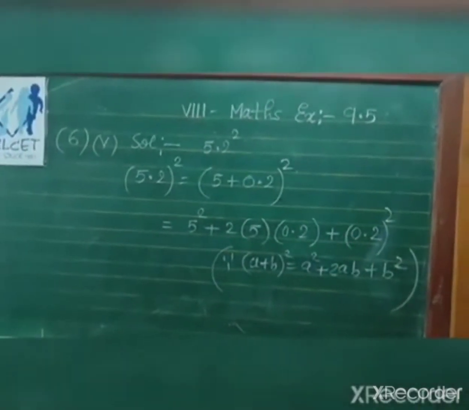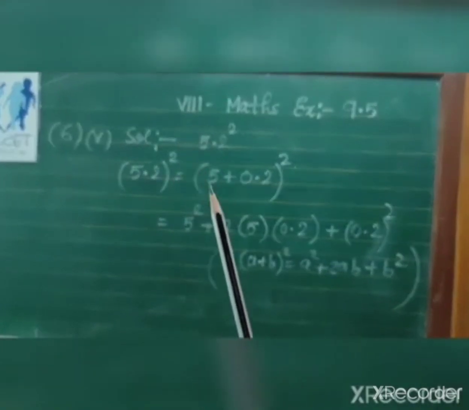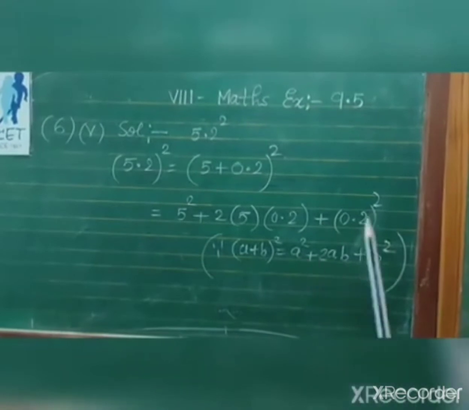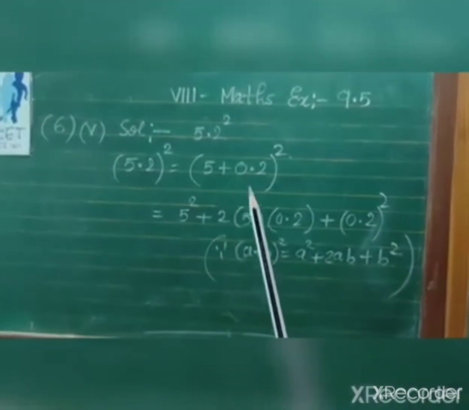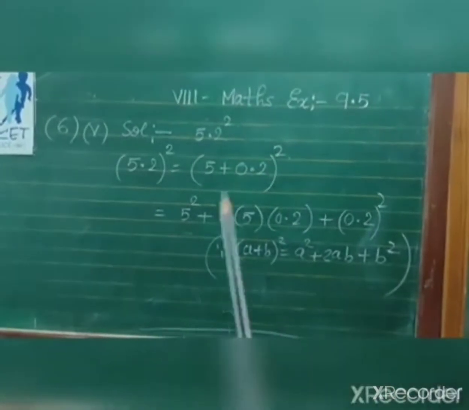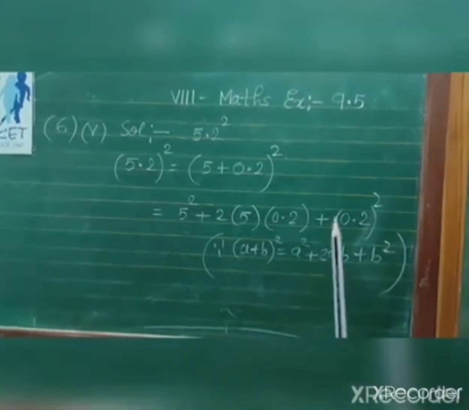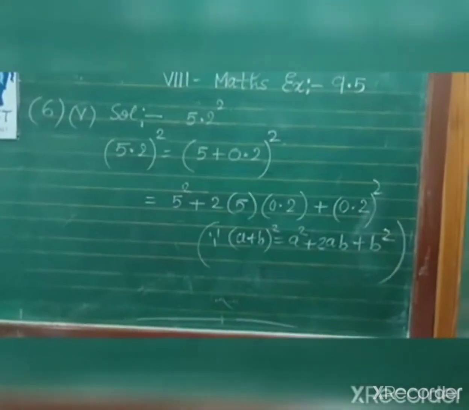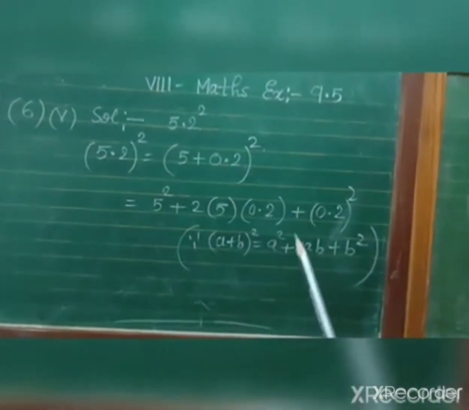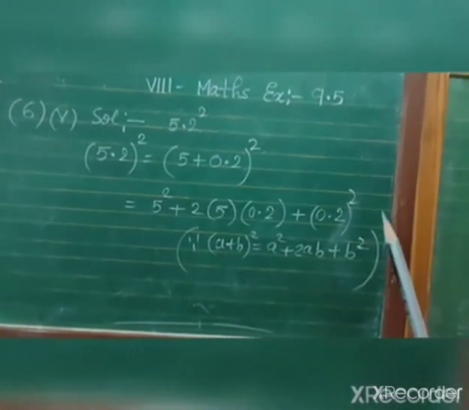Okay. So we can use the identity a plus b whole square. a plus b whole square is equal to a square plus 2ab plus b square. In place of a, 5, and in place of b, 0.2. So 5 square plus 2 into 5 into 0.2 plus 0.2 whole square. Okay. 5 square is 25, 2 5s are 10, 10 2s are 20. Before one digit, the point we will put, and 2 2s are 4.